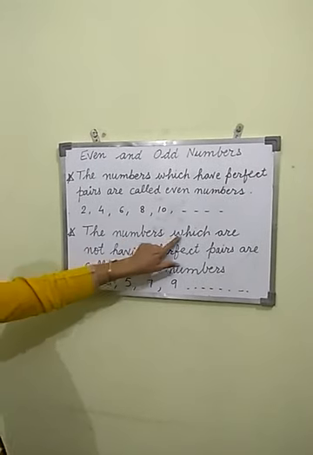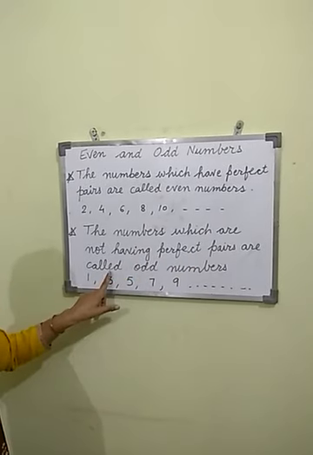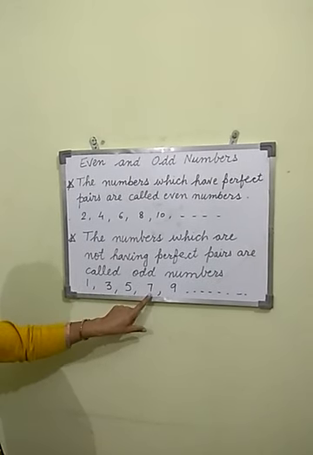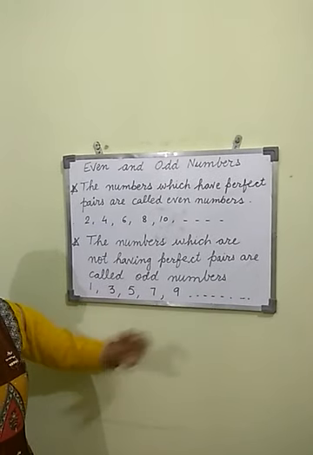The numbers which are not having perfect pairs are called odd numbers. 1, 3, 5, 7, 9 and many more. They are odd numbers.